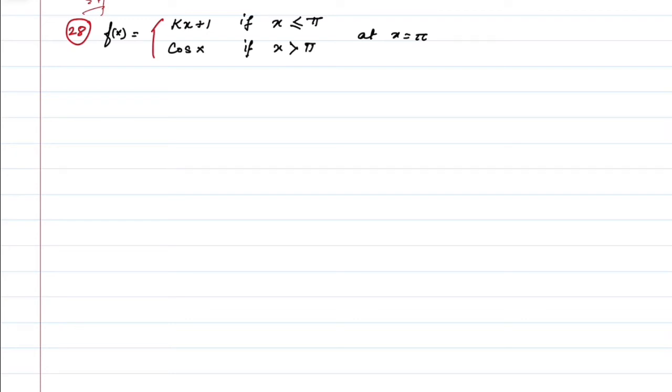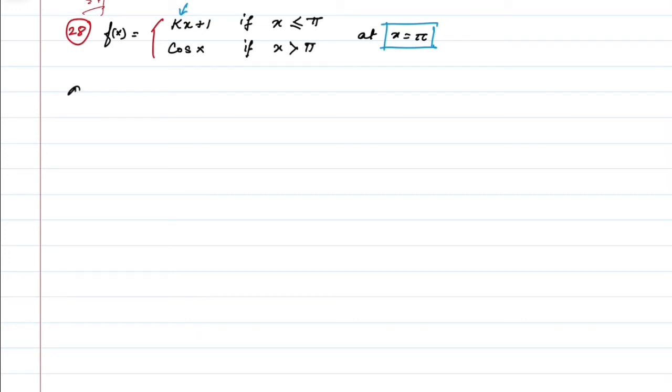So we need to find a value of k here such that this function f is continuous at x equal to pi. Here also, as we have two different expressions for x less than pi and x greater than pi, we have to find the left hand and right hand limits. Here we are not going to find a direct limit.